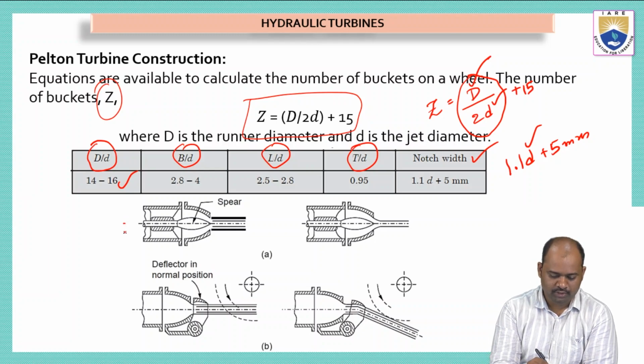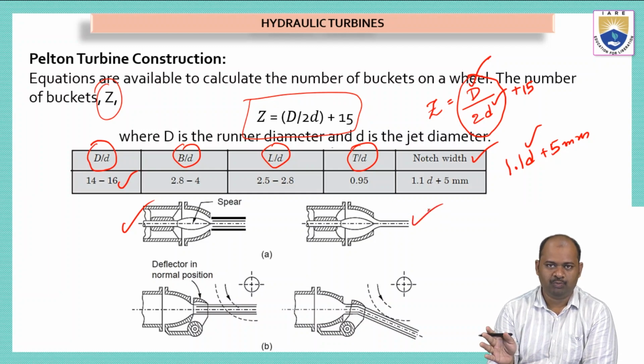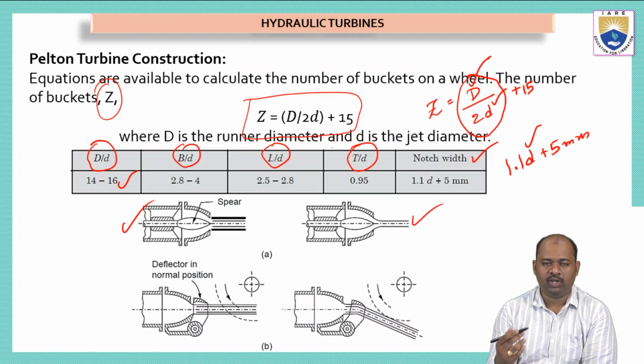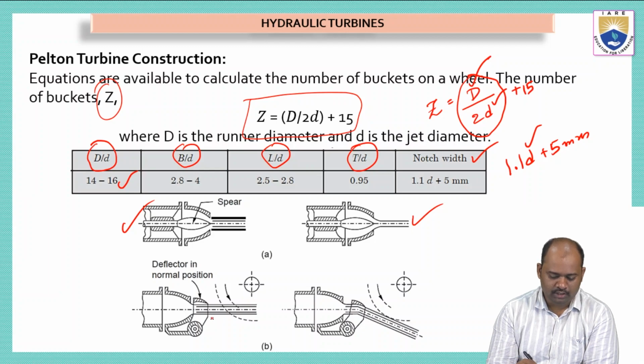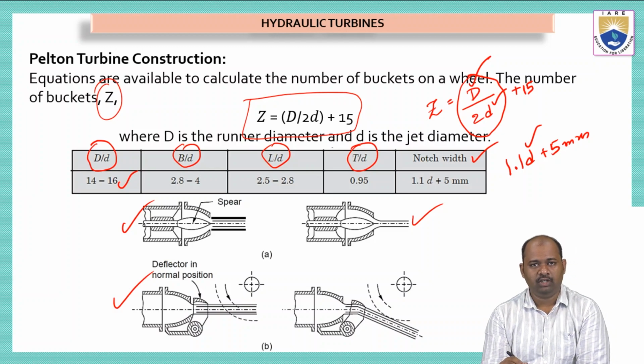This is the first one. We have a simple nozzle spear arrangement in which we can see the flow of water. These two are normal, where we push in the spear or push back the spear so that the water flow can be controlled. And in the second diagram, the bottom diagram, we have deflectors placed at normal orientation. The function of this deflector is to control the flow of water.